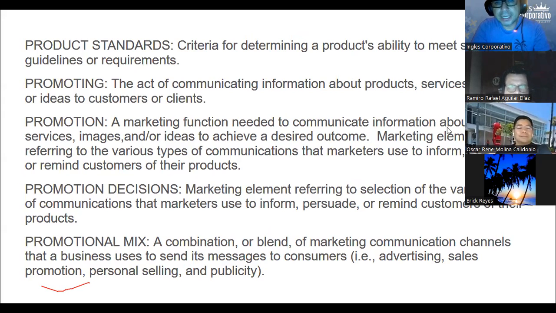All right, I don't see any other thing here. Promoting, who wants to read promoting? I read one. Okay. Promoting, the act of communicating information about a product, service, dimension, or idea to customers or clients. That is it, right? When you have a very nice product, you need the people to know about your product, the pricing, the colors, the size. So that is the promotion, okay? Actually, that is after that one. So promoting is the act of doing that.